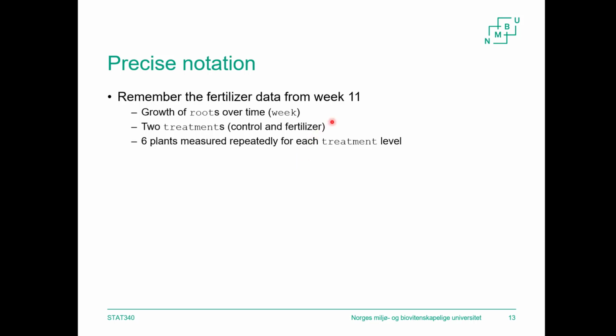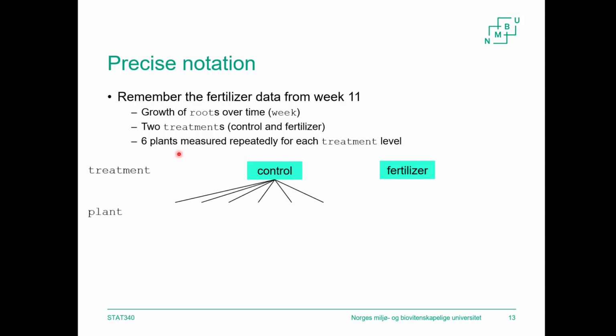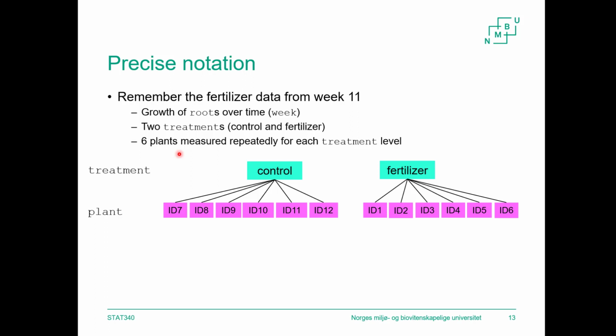Remember from last week, the fertilizer data. We had this growth of roots over time, which was weekly in that data set. And we had 2 treatments, either a control or some fertilizer. And then 6 plants were measured repeatedly for each treatment level. And we should actually think of it like this, right? First we have treatment as fixed effects, control or fertilizer, 2 levels. And then we have plants. So under control regime we had 6 plants. And under the fertilizer regime we had 6 other plants.